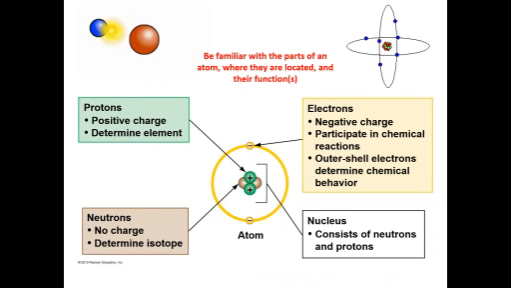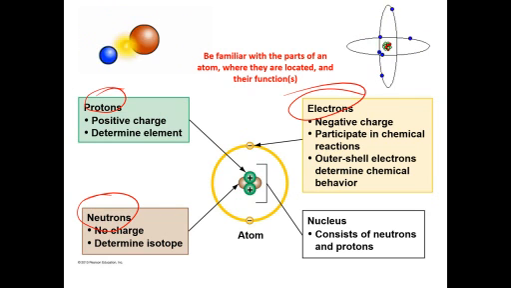So what about the atoms? What about the parts of an atom? You'll want to familiarize yourself with this. Where are the parts of an atom located? What do they do? So the nucleus of an atom. In the nucleus of an atom, you have your protons and you have your neutrons. And outside the nucleus, you have your electrons. Well, your protons have a positive charge.